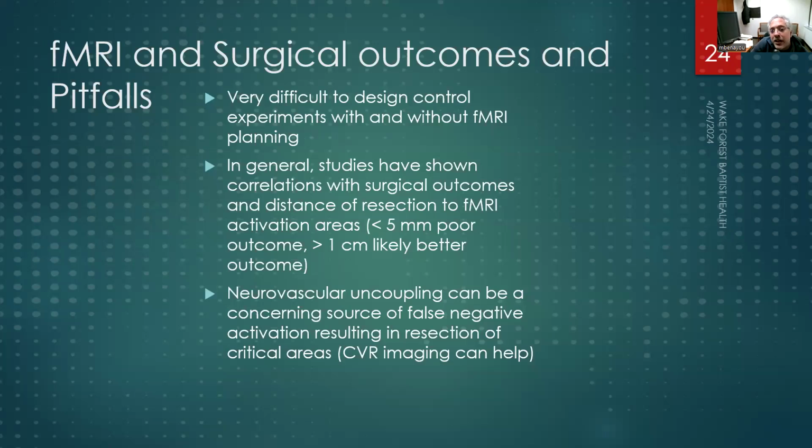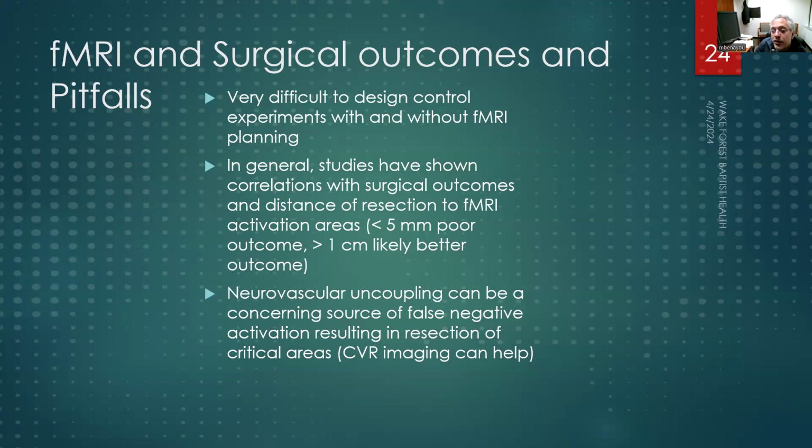Anyway, there are some fMRI and surgical outcomes and pitfalls. It can be difficult to design some control experiments. What is the gold standard? We currently use intraoperative mapping, but that's not perfect either. You know, you can stimulate more tissue than you intend with a stimulation probe placed directly on the brain surface. I mean, all techniques have their flaws. So, you know, the question of which one to make the gold standard is always a bit of a difficulty.